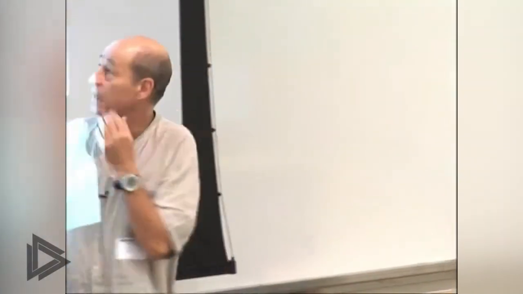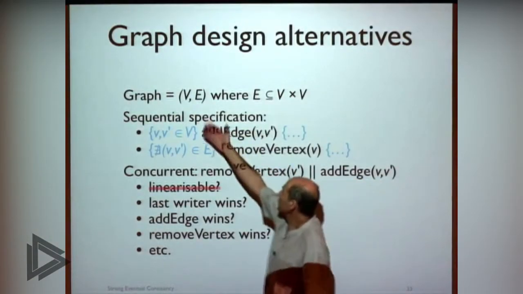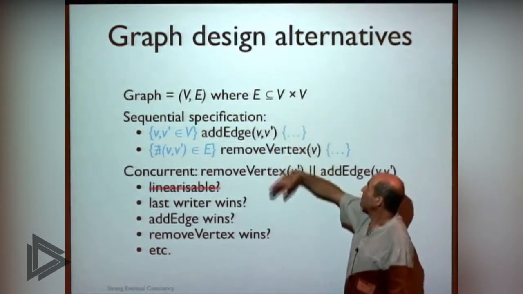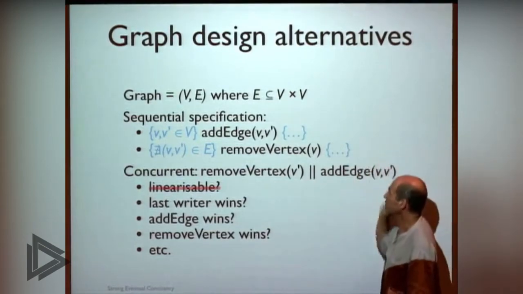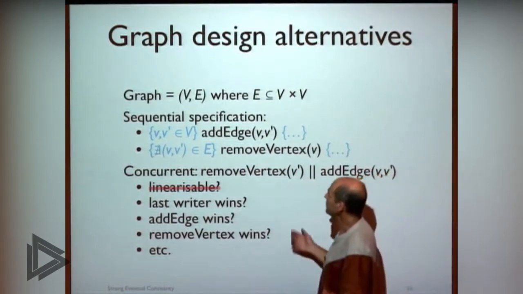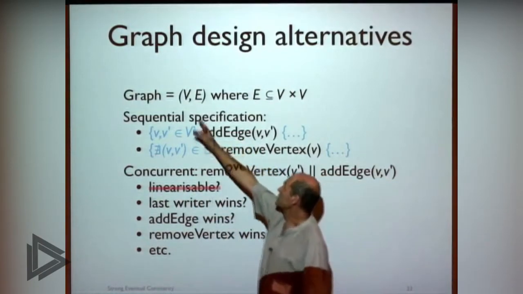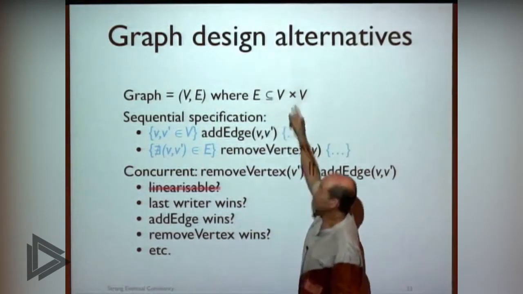Okay, so I told you about sets. Now, if you can do a set, you should be able to do a graph, right? A graph is just a pair of sets. A graph is a set of vertices and a set of edges, where an edge is some pair of vertices. And the sequential specification of a graph is very simple. It's basically the sequential specification of sets plus an invariant, right?